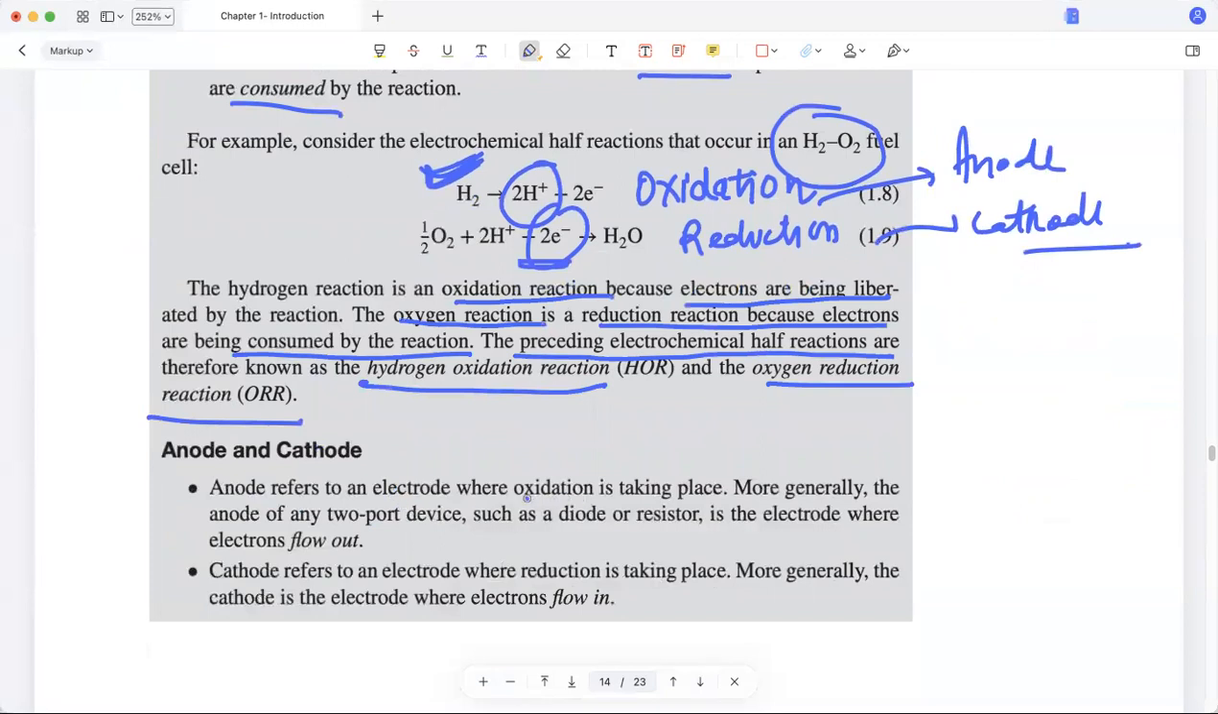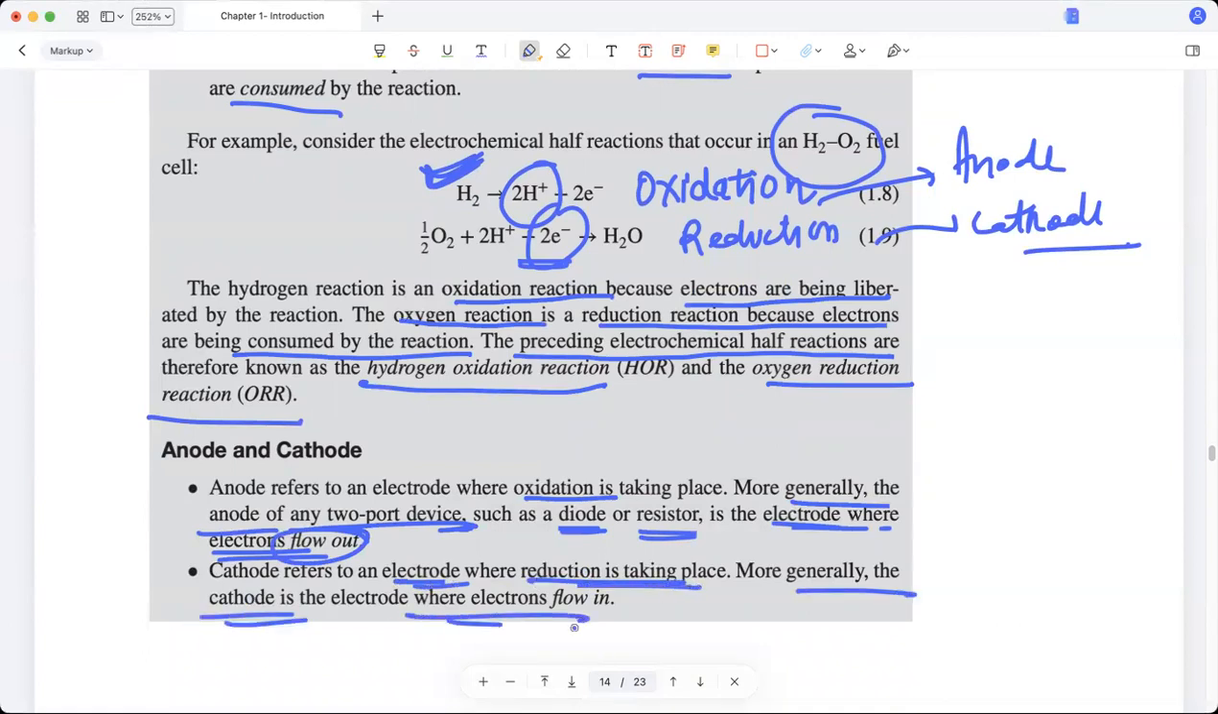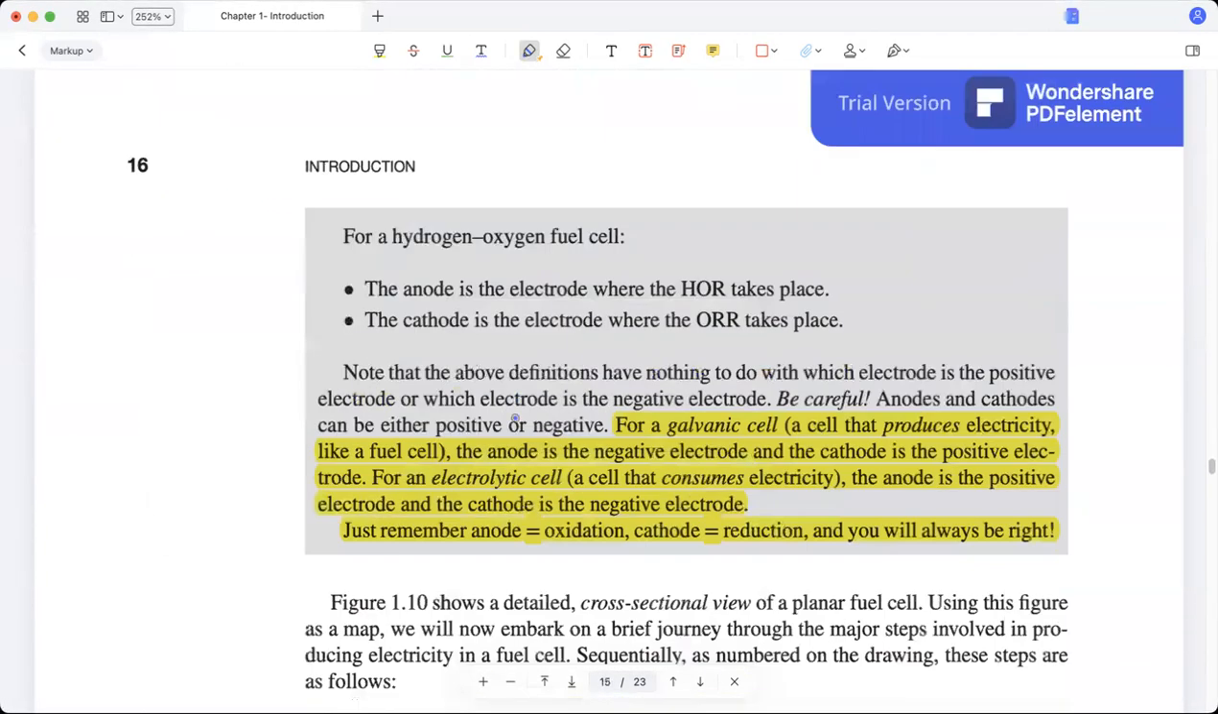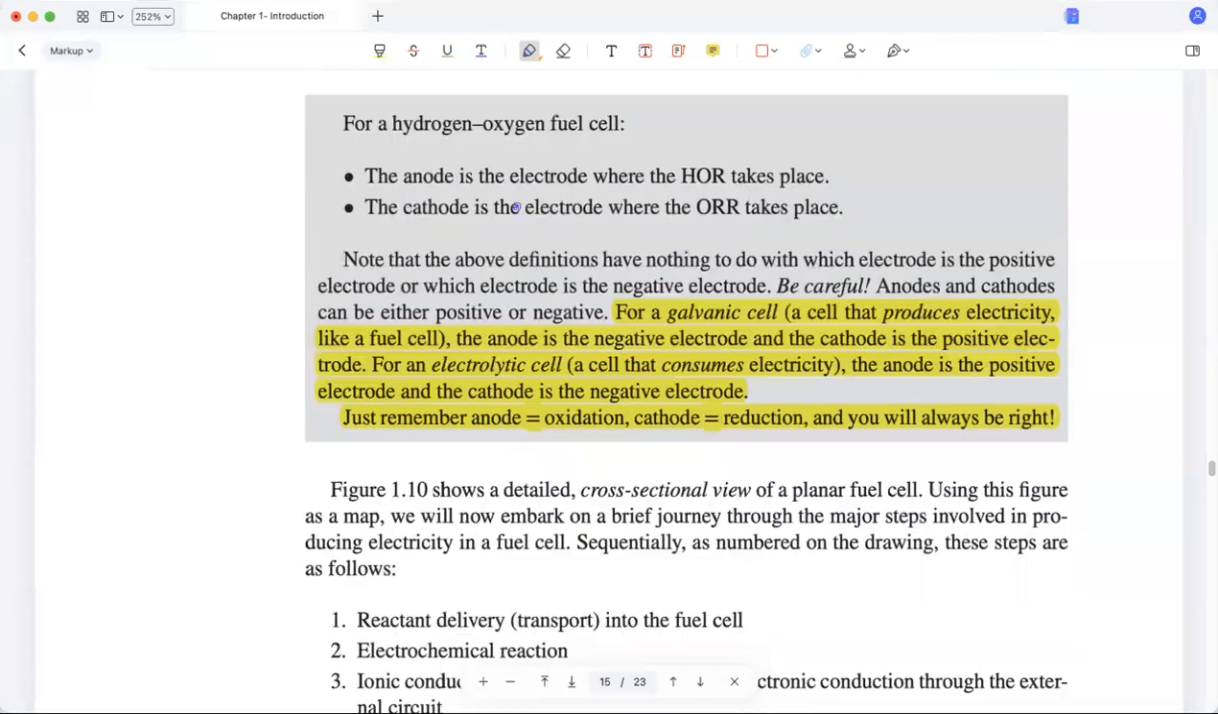Anode and cathode. Anode refers to the electrode where oxidation is taking place. More generally, the anode is any two-port device, such as a diode or resistor, where the electrons flow out. Cathode refers to the electrode where reduction is taking place. More generally, the cathode is the electrode where electrons flow in. For a hydrogen oxygen fuel cell, the anode is the electrode where the hydrogen oxidation takes place. The cathode is the electrode where the oxygen reduction reaction takes place.